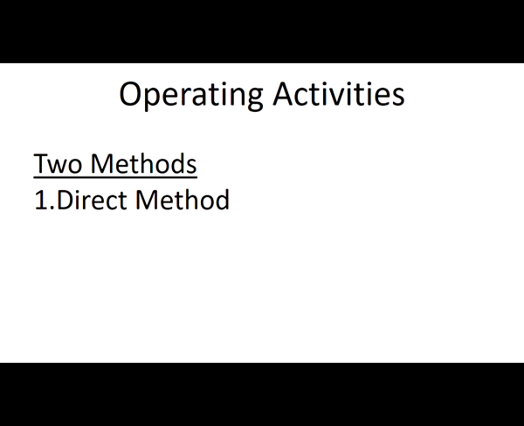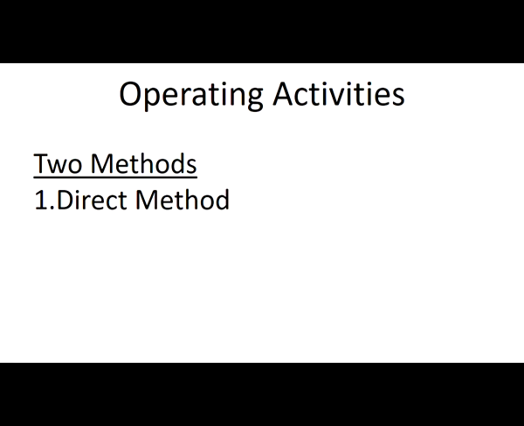There are two methods of preparing the operating activities section of the cash flow statement. The first is called the direct method. And again, your textbook has a lot more information about this; I'm just going to brush over it very quickly. The direct method basically states directly where the cash went and where the cash came from. It might say things like cash from customers, cash paid for inventory, that kind of thing. Again, it directly states in the operating activity section where the cash went.